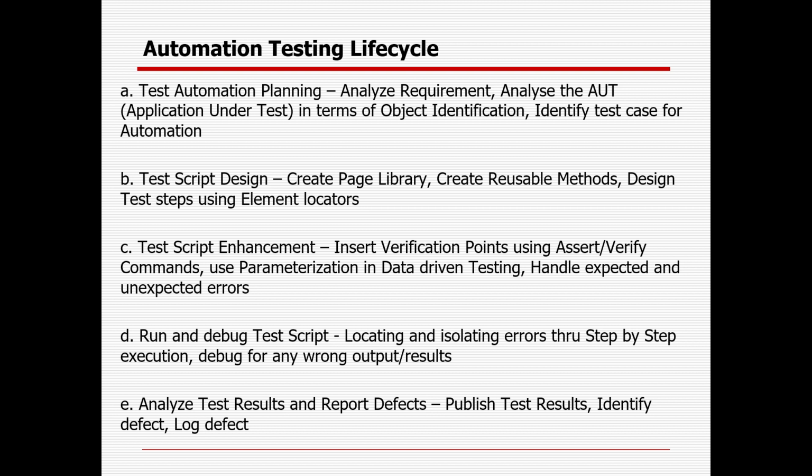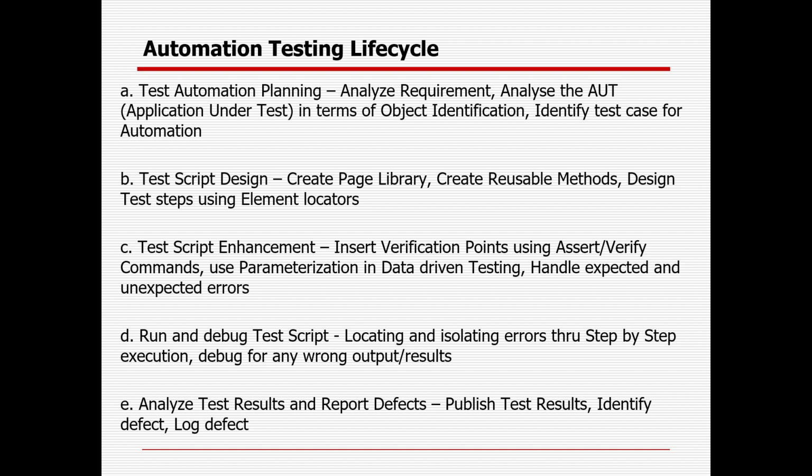Once everything is done, you also need to add some validation points, because the automation objective is not just going from one screen to another screen. No, it is not like that. For every screen, whatever validation is there, you need to verify that it is working properly or not. Instead of hard-coded values, you need to use data-driven testing. You can take the data from an Excel sheet, and you need to handle different kinds of expected or unexpected errors.